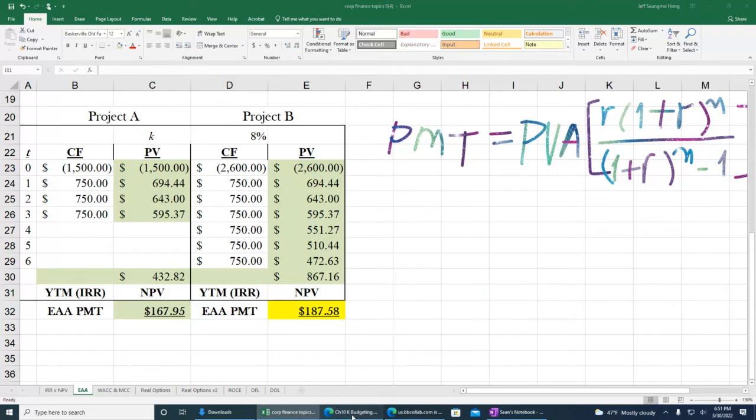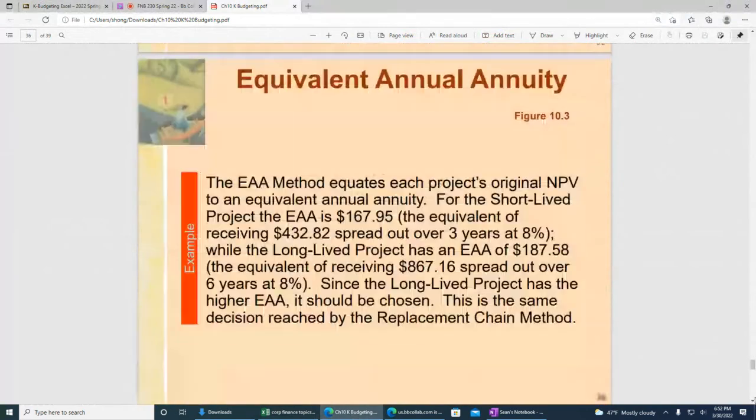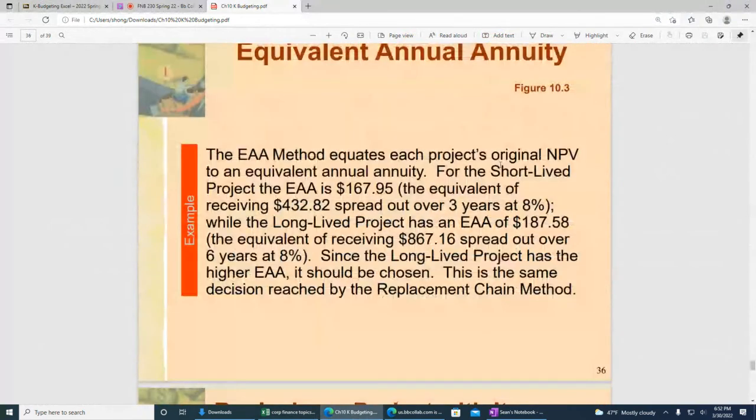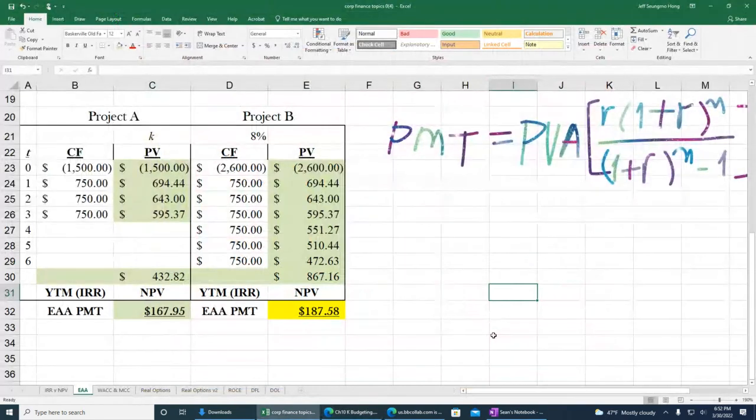And that's what, here, where was it? Yeah. Project short, its annual annuity would be 167.95, right? Project long, 187.58. That's exactly what we got here. Isn't that right?